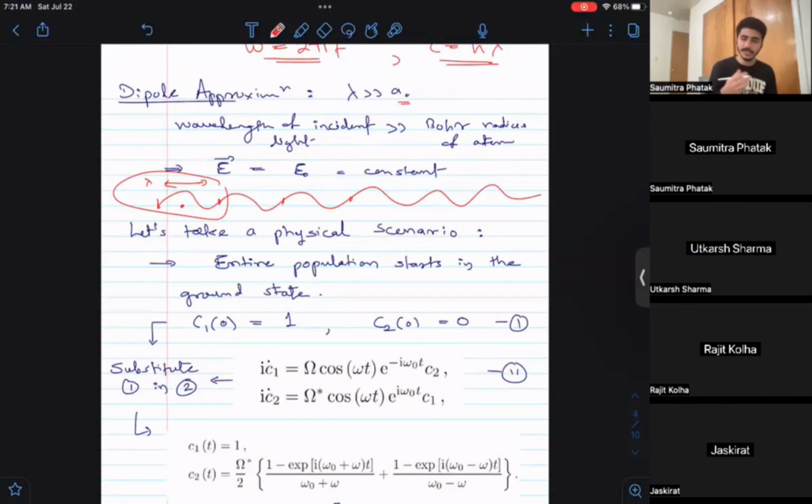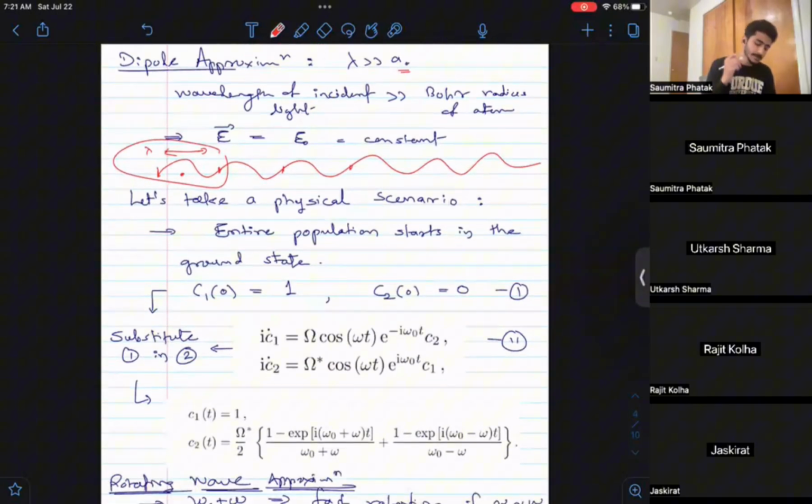So if we want to consider that case, then we can consider the coefficient C1 at time t equal to 0. So this is at time t equal to 0. The C1 coefficient is 1. What this gives you is all the population is in the ground state for the two-level system, and there is no population in the excited state. So there is no population in the second state over here.